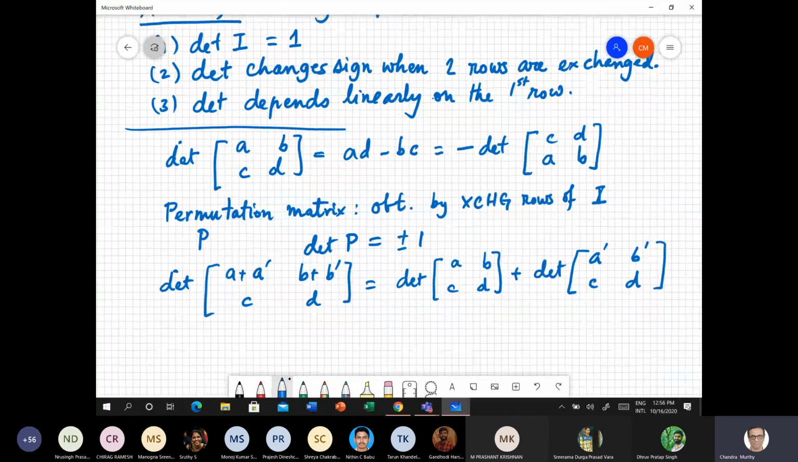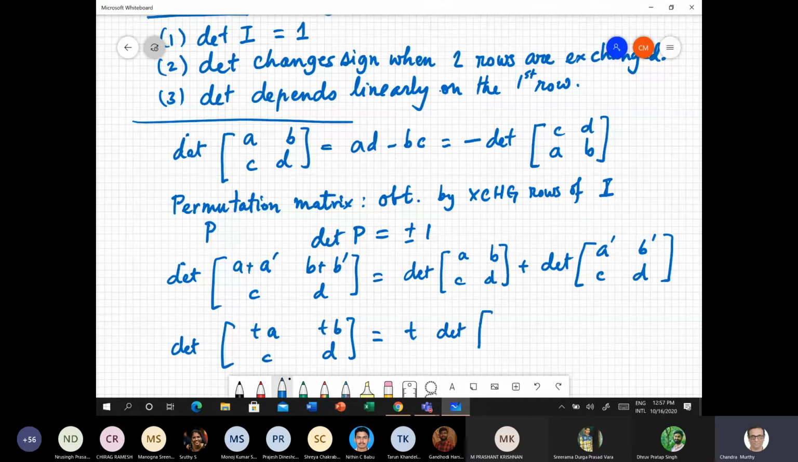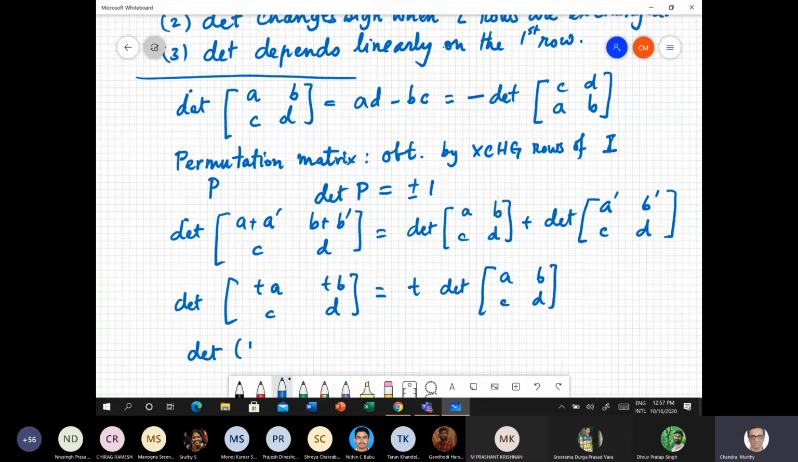And similarly, if I take the determinant of the matrix TA, TB, C, D, this is equal to T times the determinant of A, B, C, D. So it's linear in the first row. But very important is that determinant of B plus C is not equal to determinant of B plus determinant of C in general.